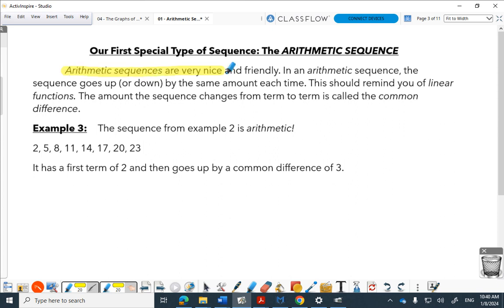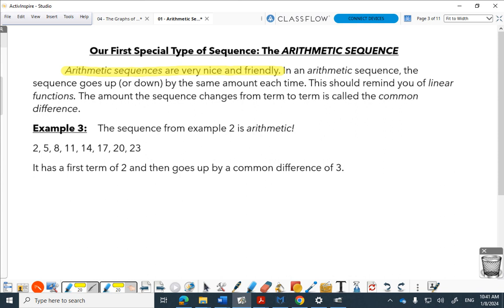Arithmetic sequences are very nice and friendly. They're the nicest sequence going. In an arithmetic sequence, the sequence goes up or down by the same amount each time. That should sound sort of familiar. We've done situations like this before where we go up by the same amount every time. It should remind you of linear functions.